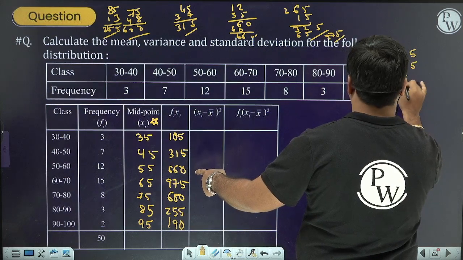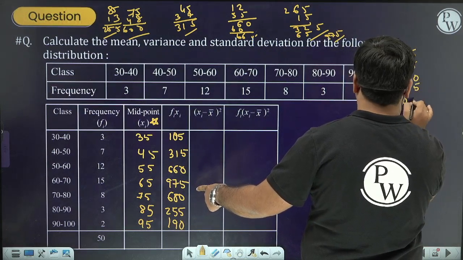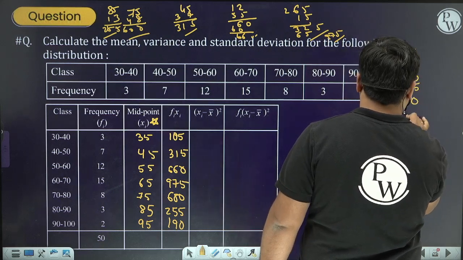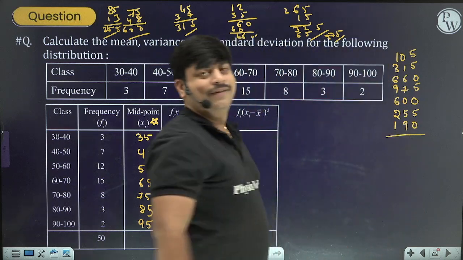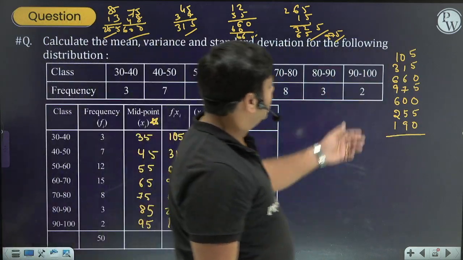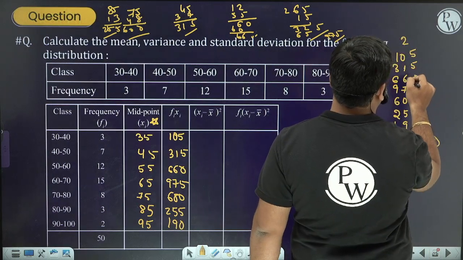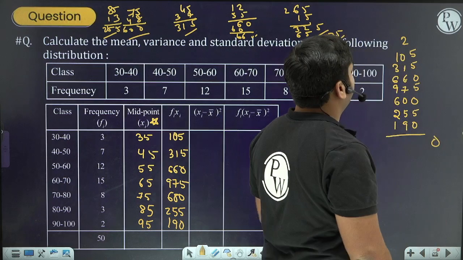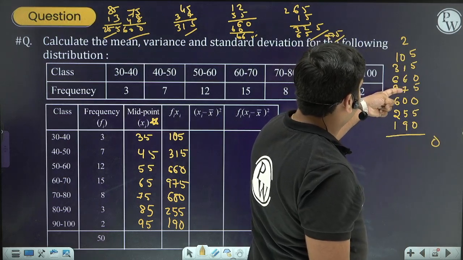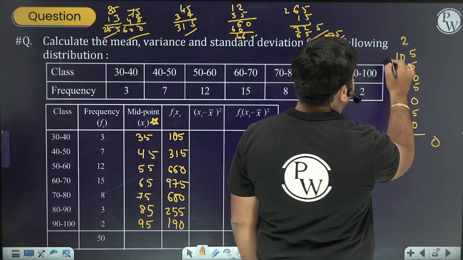315, 660, 975, all the abacus people back there. I think it will take very few seconds for you, but I'm not very comfortable with that. So adding the digits: 2 plus 1, 3, 3 plus 6, 9, 9 plus 7, 16, 16 plus 5, 21, 21 plus 9, 30.